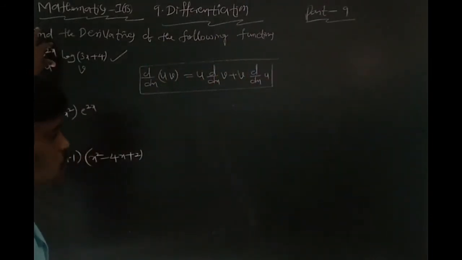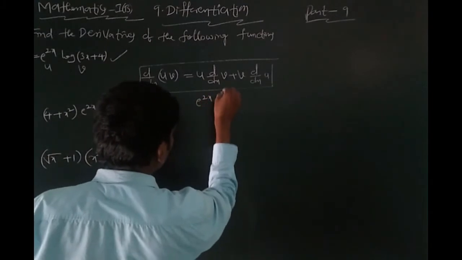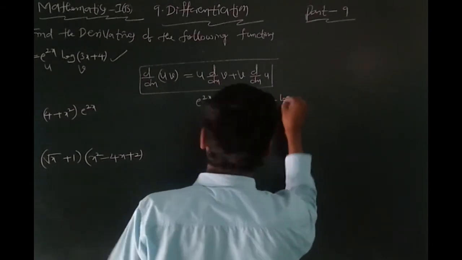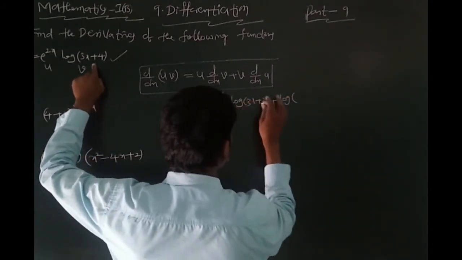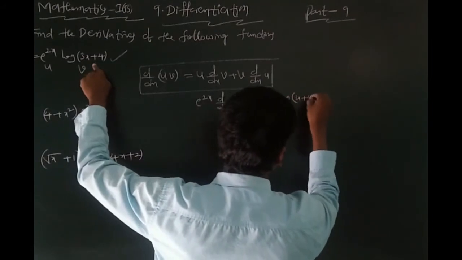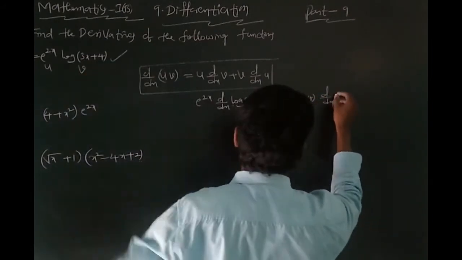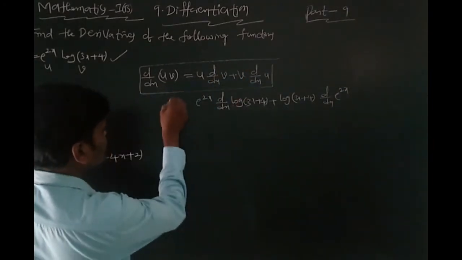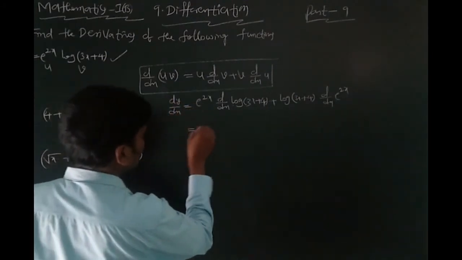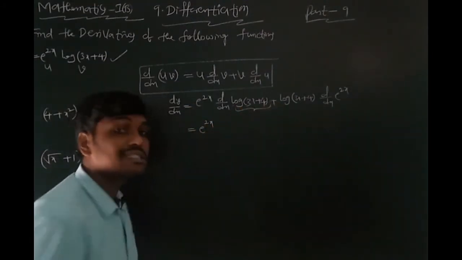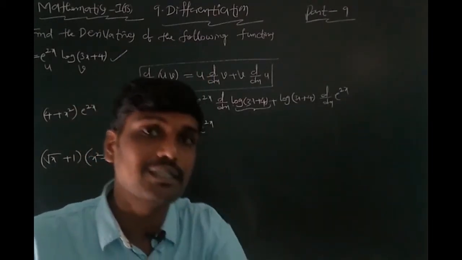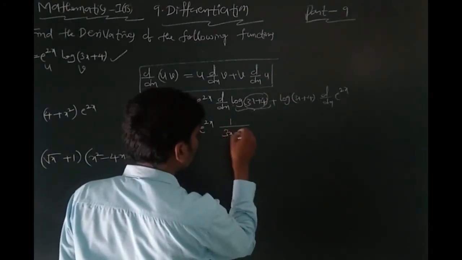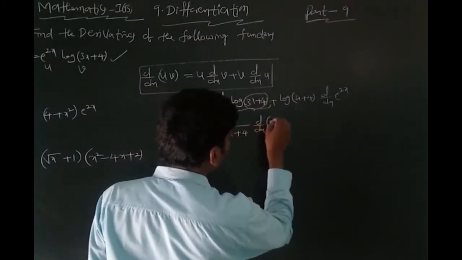In this formula, u value is e power 2x. Here we can write e power 2x into derivative of log of 3x plus 4, plus log of 3x plus 4 into derivative of u value, e power 2x. Here in this formula you can write this value, this is dy by dx. After that you can write e power 2x into log x derivative is there. Log x derivative 1 by x, but here log u is there. This total u, that is 1 by u, nothing but 3x plus 4 into derivative of 3x plus 4.